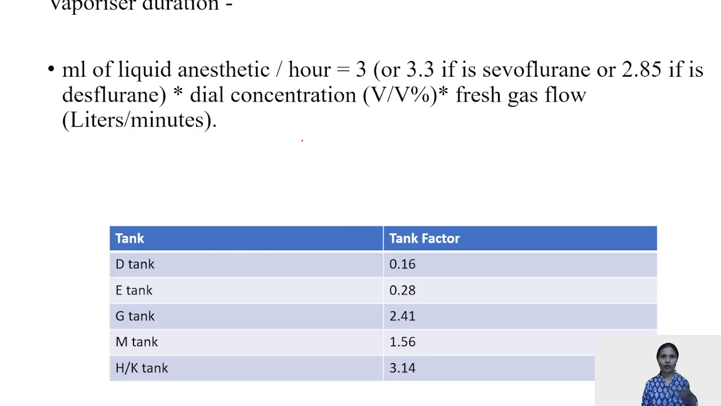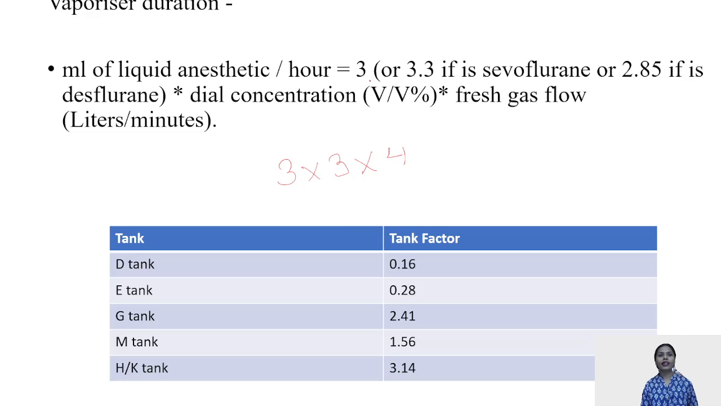3 is the constant for all the inhalational agents. 3 into your dial concentration that you have set, 5, 8, 3, 1, 2, whatever you have set. Suppose 3 is something that you have set into your fresh gas flow. Your fresh gas flow can be 4, 5 or whatever your fresh gas flow is. That will give you ml of liquid anesthetic that is needed per hour.